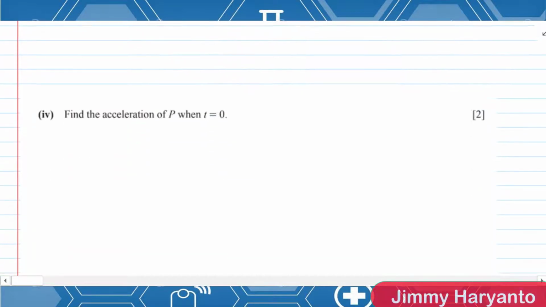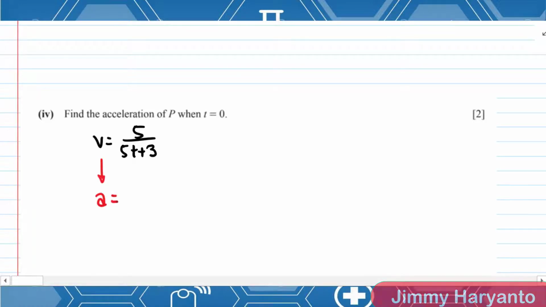So the velocity is 5 over 5t plus 3 from the previous answer. And we know that when we differentiate the velocity, we get the acceleration. But before that, I want to change this form of velocity to 5 times 5t plus 3 to the power of negative 1. Then you can differentiate it into the acceleration expression.